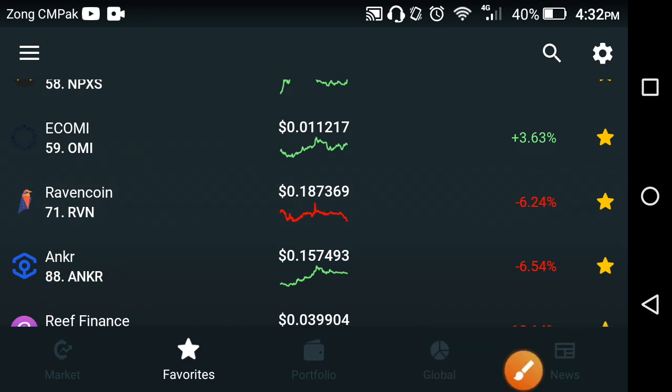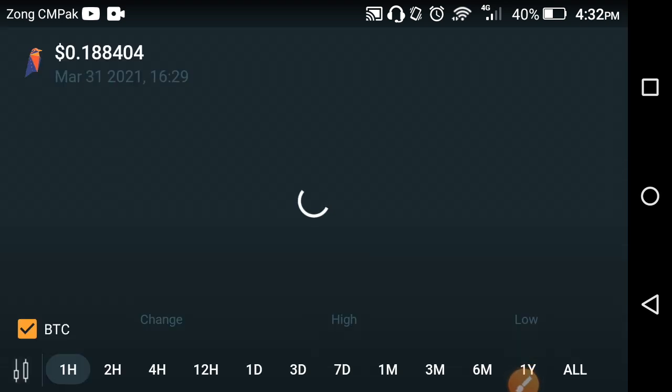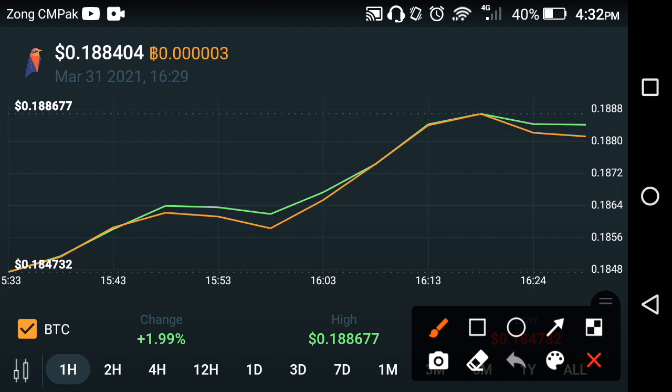Now let's see the price prediction of Ravencoin. What's the high price of Ravencoin in the previous last 1 hour? First of all, we check out the last 1 hour result of Ravencoin. As you can see here, an absolutely good result of Ravencoin in the last 1 hour. The graph tells us that it is jumping upward. Currently I think it is also jumping, and soon it will cross $1, inshallah, as you can see here.